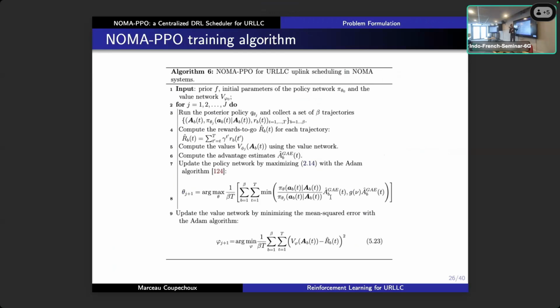the algorithm. You start with a given policy and a given value V. Then you run with the posterior policy, and you collect a certain set of trajectories.